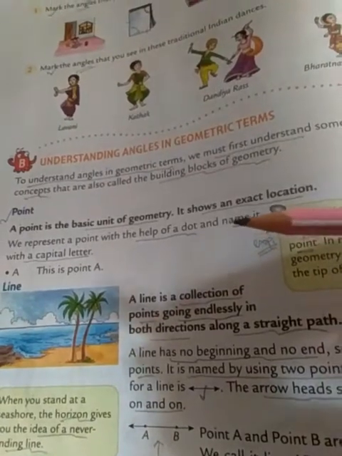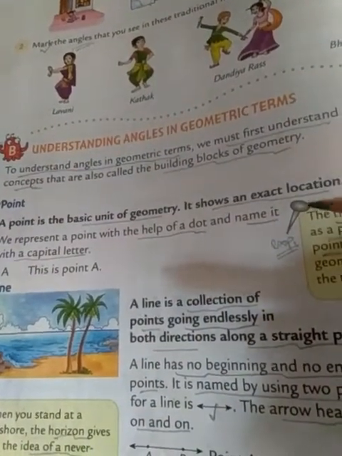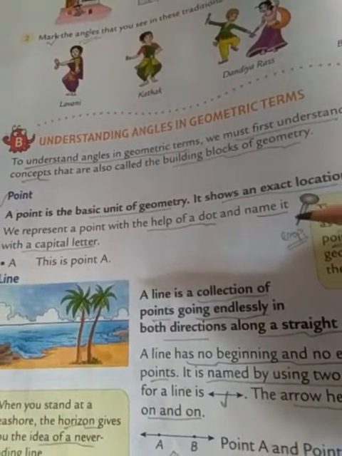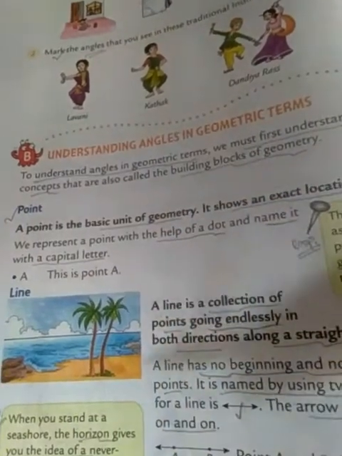occupies the location, clear, or some space on the surface, and it is the basic unit of geometry. Mind it, a point is the basic unit of geometry and it shows an exact location.